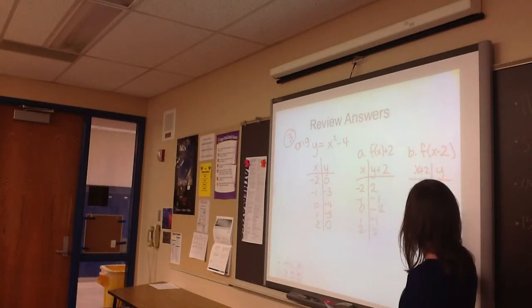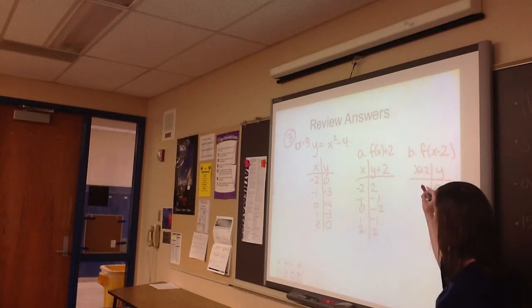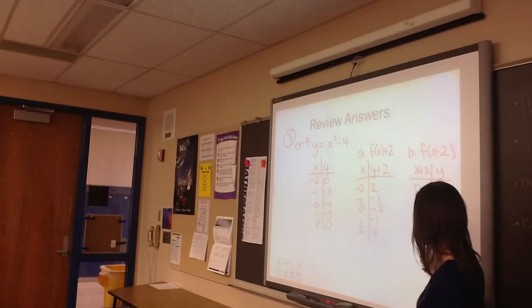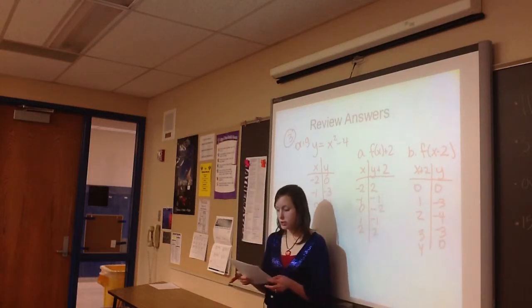So we have 0, -3, -4, -3, 0. We're going to add 2 to our x's of our original. So we get 0, 1, 2, 3, 4. Questions on that?